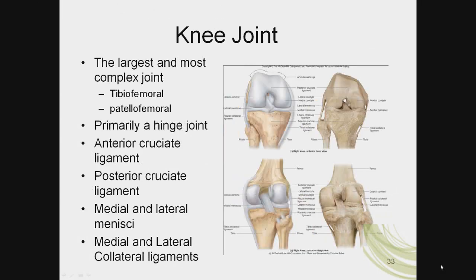The knee joint is the largest and most complex diarthrosis, or very mobile joint of the body. It primarily functions as a hinge joint, but when the knee is flexed, it is also capable of slight rotation and lateral gliding. Structurally, the knee is composed of two separate articulations. One, the tibiofemoral joint is between the condyles of the femur and the condyles of the tibia, and two, the patellofemoral joint is between the patella and the patellar surface of the femur.